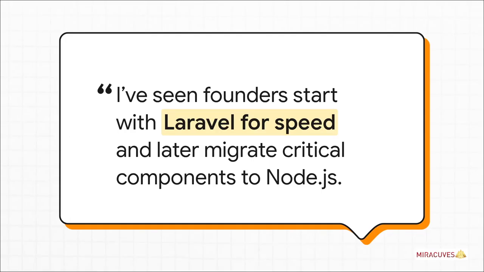But here's the really clever part, and something a lot of pros do. This choice isn't always either-or forever. A lot of successful founders play the long game. They'll start with something like Laravel to get to market fast, and then, as they grow and have more resources, they'll pick off the most performance-critical parts, like that live auction engine, and rebuild just that part using Node.js. It's this awesome best-of-both-worlds strategy.